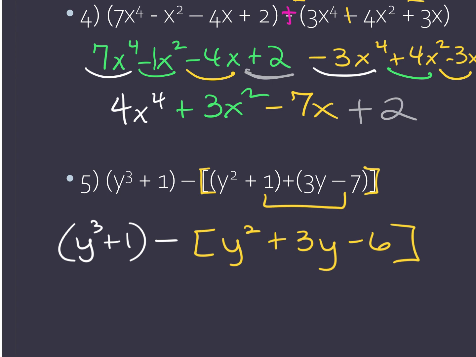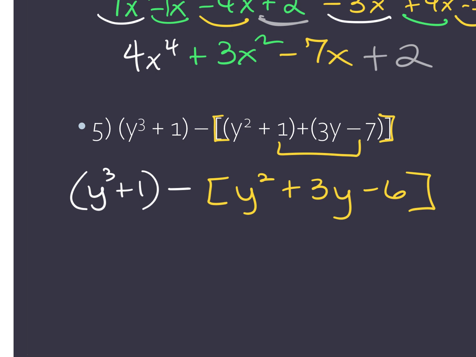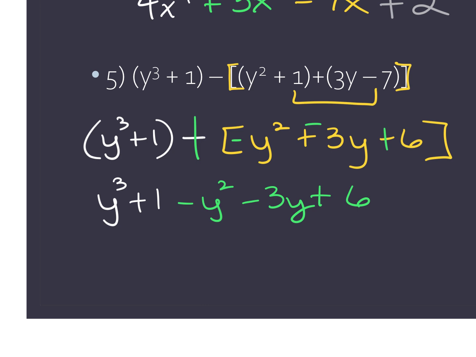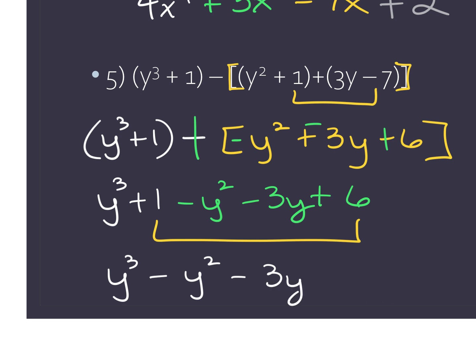So here's where I do my keep, flip, change. So I'm going to change this to addition and flip all of these to opposite. So now what I'm doing is y to the 3rd plus 1 minus y squared minus 3y and then plus 6. The only like terms I have to combine are the 1 and the 6. So rewrite the y to the 3rd, the y squared, the negative 3y, and then add the 1 plus 6.